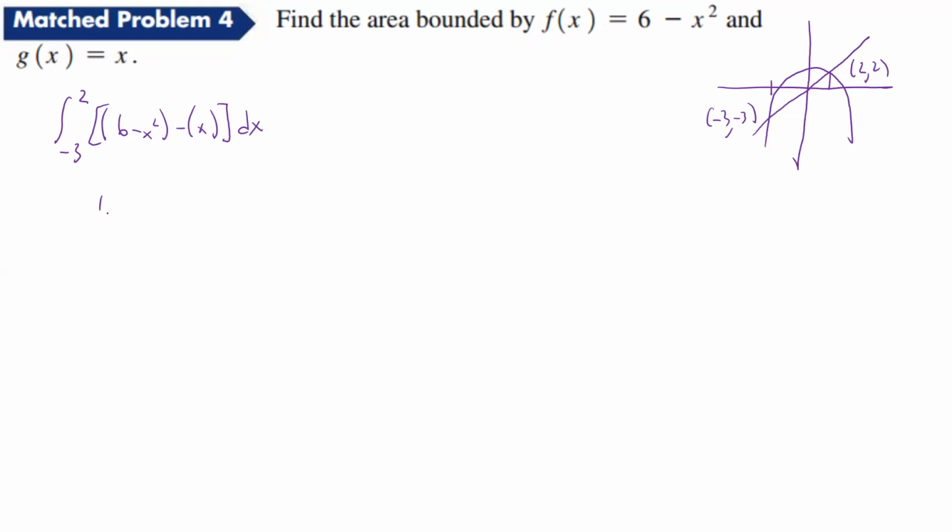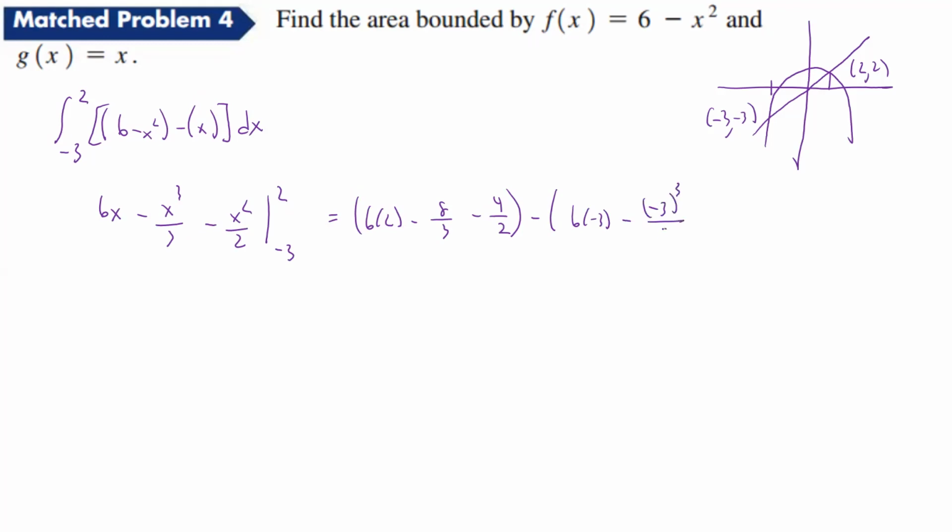So now we can just integrate. So we'll get 6x minus x cubed over 3, and then minus x squared over 2, going from a -3 up to the 2. And so if we plug that in, we'll have 6 times 2 minus 8 over 3 minus 4 over 2. And that's the first part, minus, and then we'll have a 6 times a -3 minus -3 cubed over 3, and then minus a -3 squared over 2.